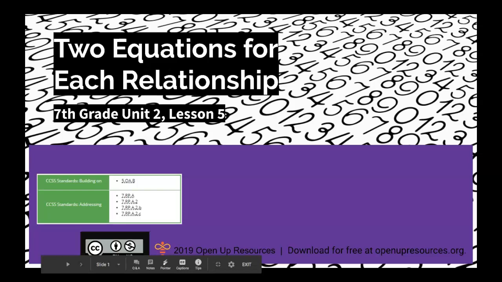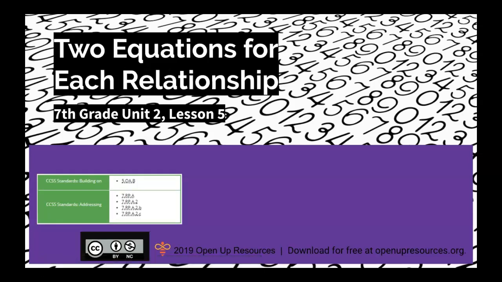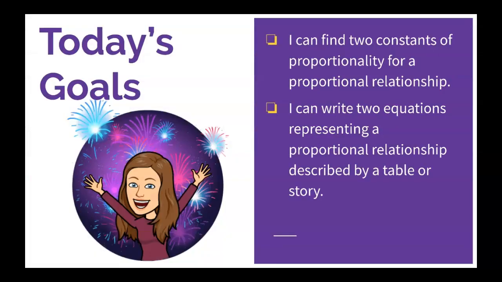In today's summary video, we'll be talking about two equations for each proportional relationship. Our goal is: I can find two constants of proportionality for a proportional relationship. And second, I can write two equations representing a proportional relationship described by a table or a story.